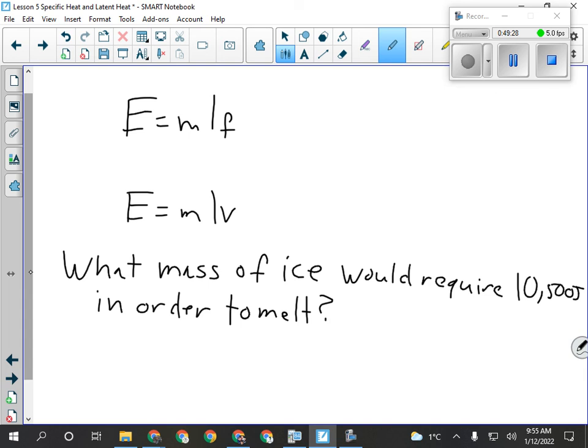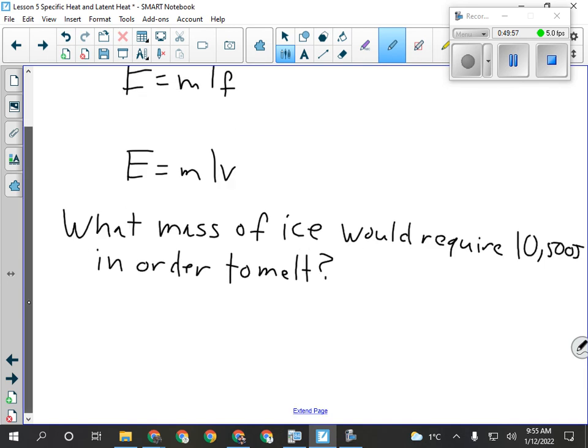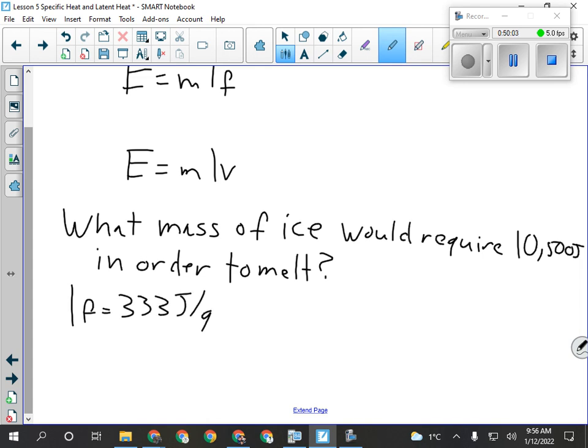If I'm talking about something that is melting, which one of these two formulas am I going to use? E equals MLF. MLF, freezing and melting. This is the one I want to use. I've got to find M. They told me E, 10,500 joules, and I know what LF is. It's 333 joules per gram. So LF is 333 joules per gram, and E equals 10,500 joules.